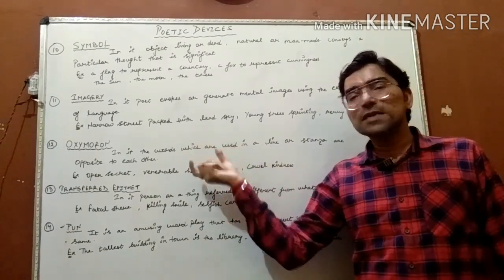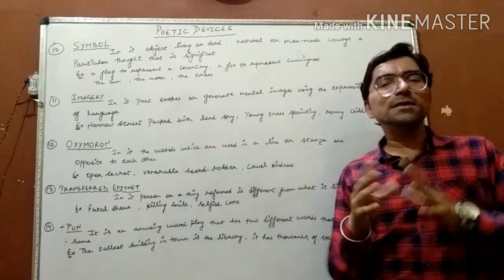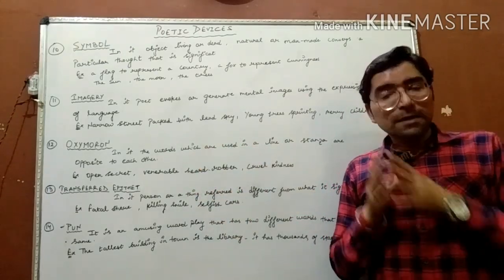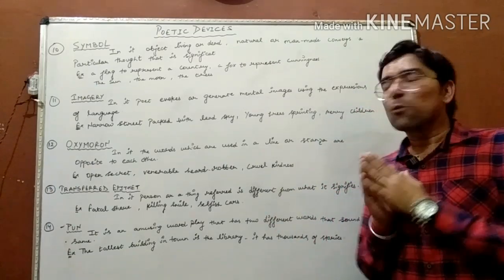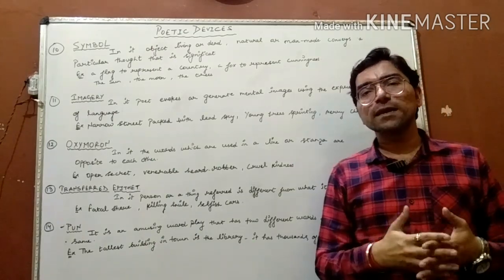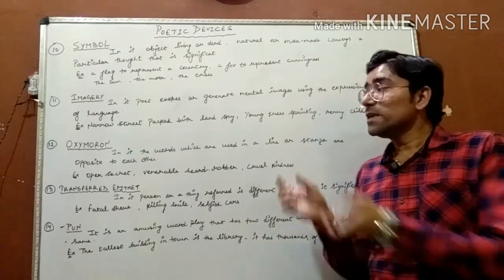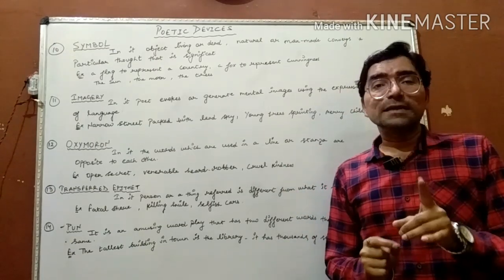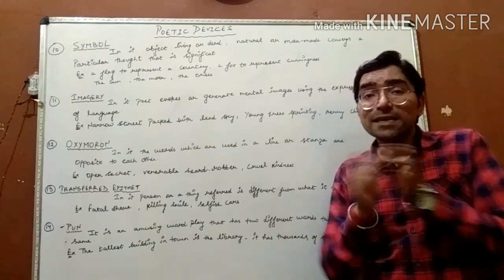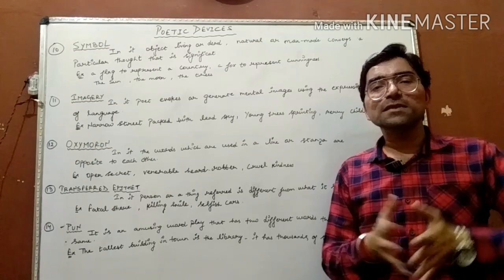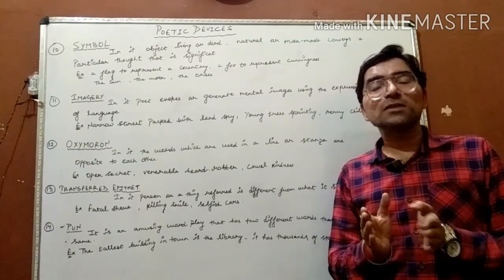What is the difference between an oxymoron and an antithesis? Both the poetic devices are somewhat similar, but still there is some variation. What we need to understand is how we must distinguish between an oxymoron and antithesis. In antithesis, we use antonym words, words which are antonyms to each other. For example, I have discussed that example, day, night. Exact opposite words are used in it.